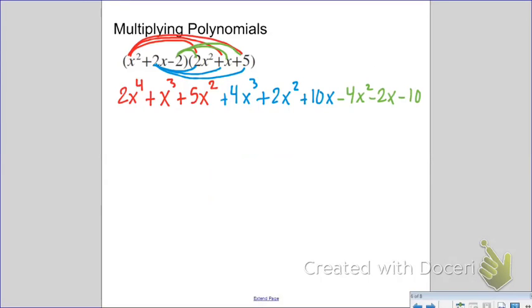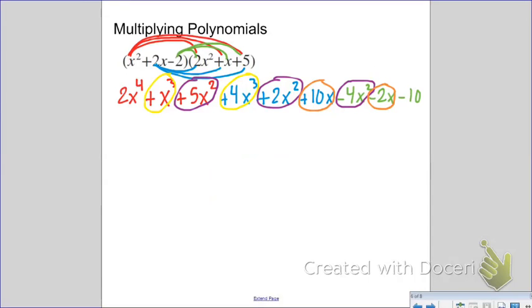So first thing to look for is our x to the power of 3's. I have 1, 2, and that's it. Now we're going to look for x to the power of 2's. Here's one with a 5, one with a 2, one with a negative 4, and then last I have my x's with a 10 and negative 2.